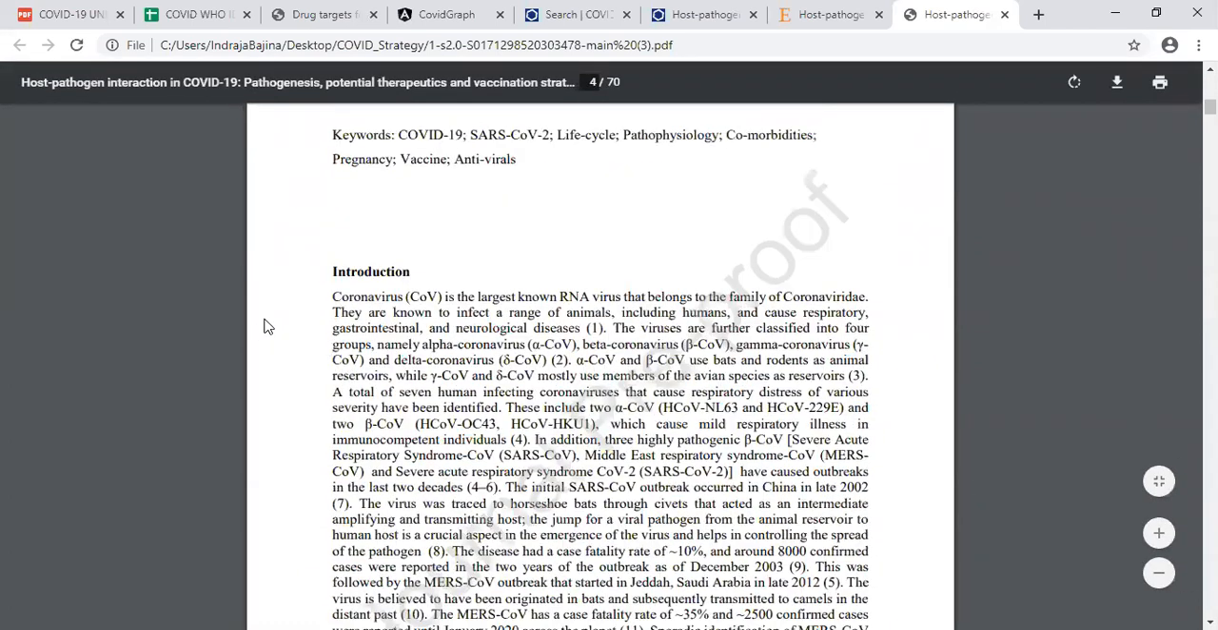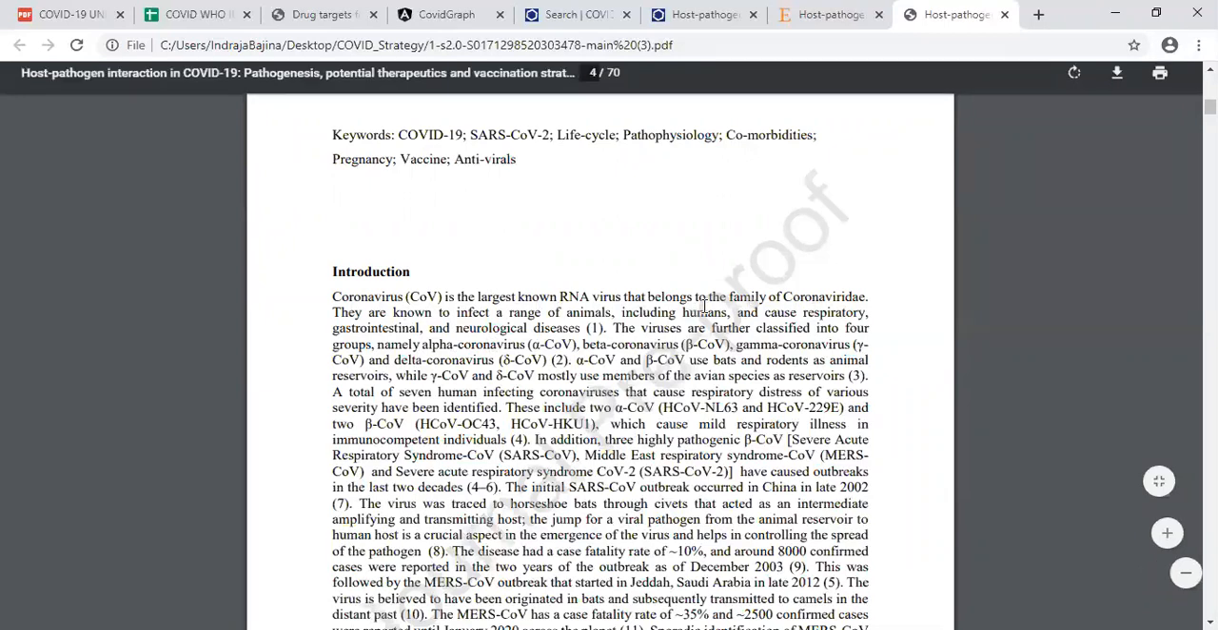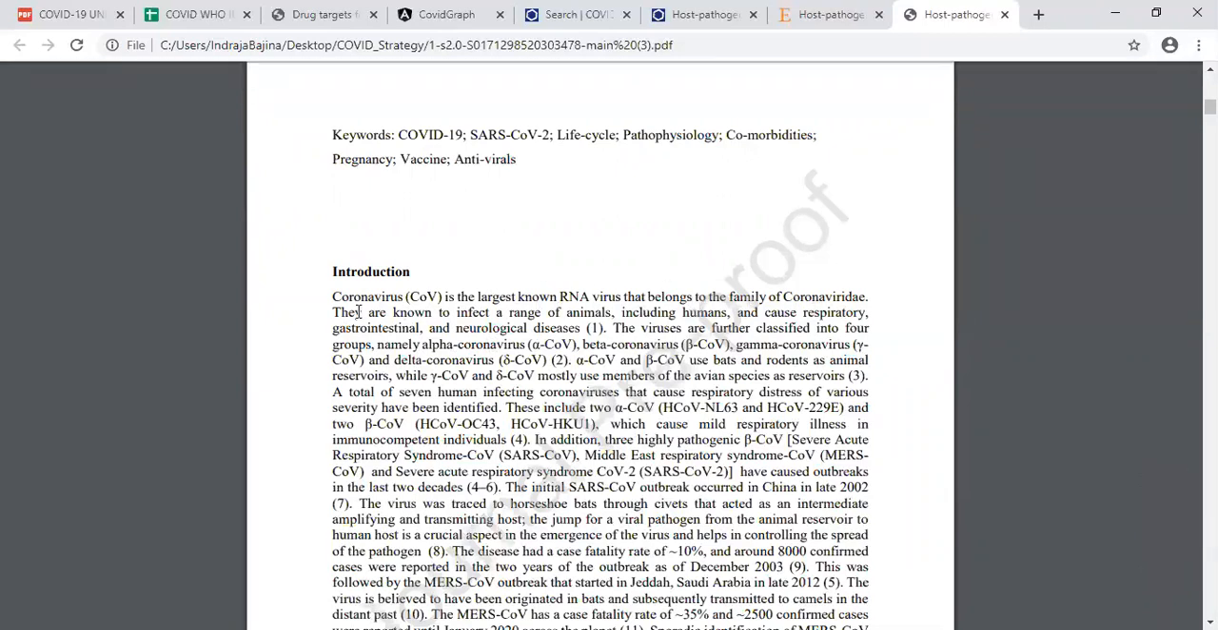Let me start with the introduction. When we read the introduction, the first sentence is: coronavirus, CoV, is the largest known RNA virus that belongs to the family of Coronaviridae. You see this sentence itself contains two or three important relationships. One is that coronavirus is abbreviated as CoV, or the full form of CoV is coronavirus. The other is that coronavirus belongs to the family of Coronaviridae. And the third is that it is the largest known RNA virus that belongs to this family.